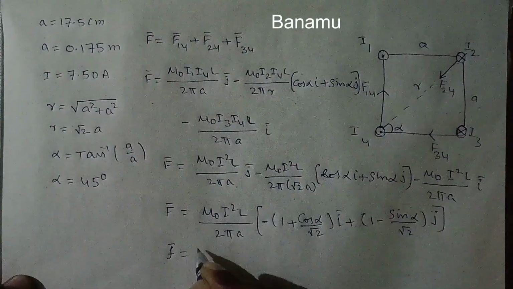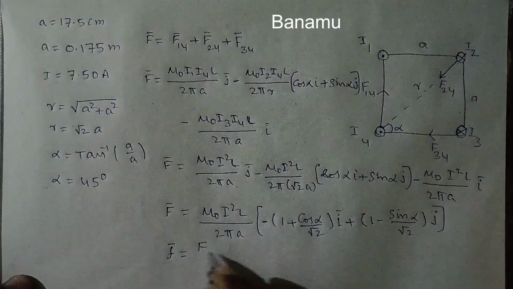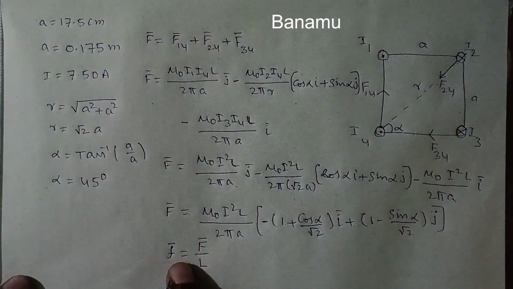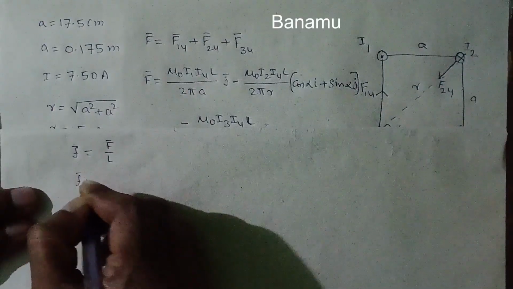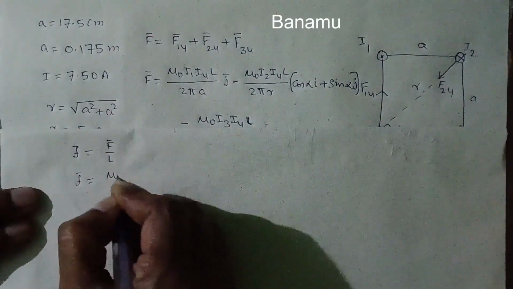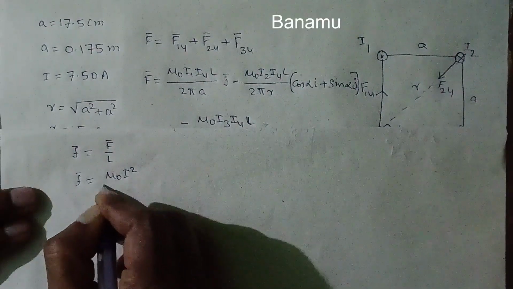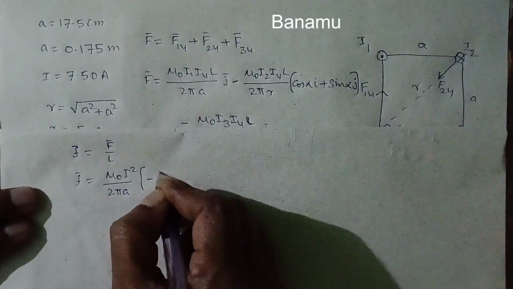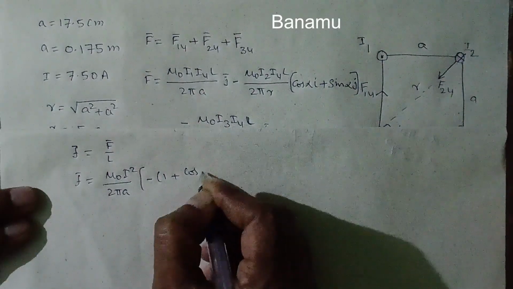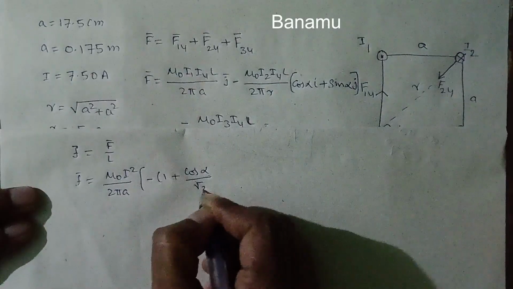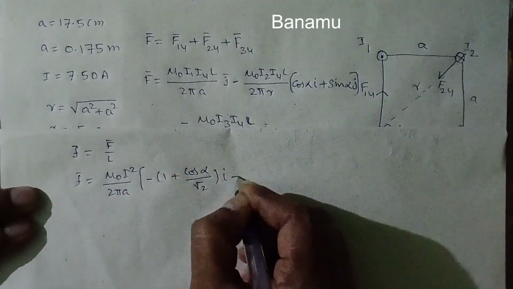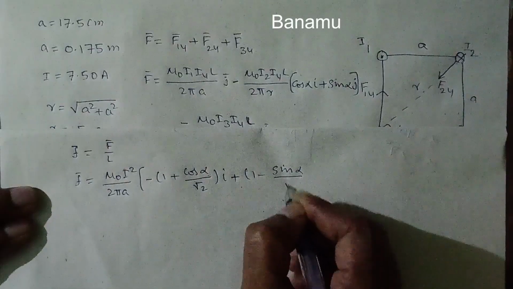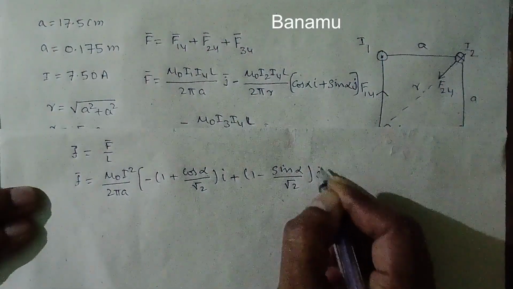Small f bar is equal to the magnetic force per unit length, F bar by L. Small f is equal to mu naught I square by 2 pi A into minus of 1 plus cos alpha by root 2 i bar plus 1 minus sin alpha by root 2 j bar.